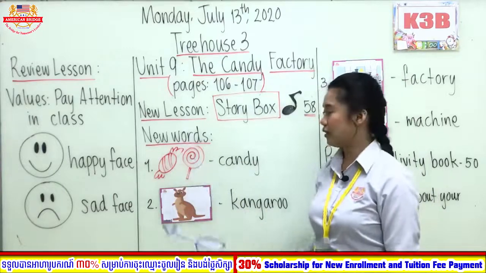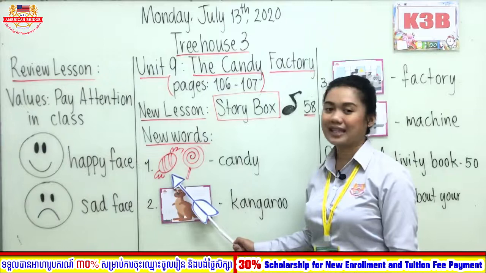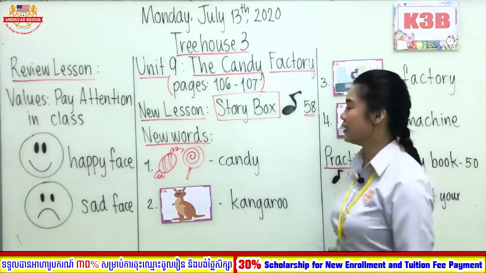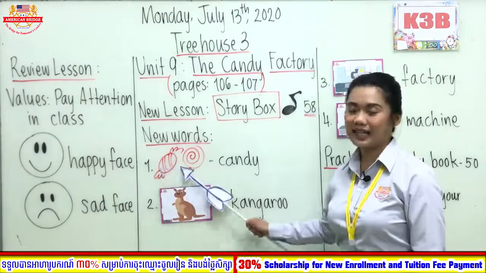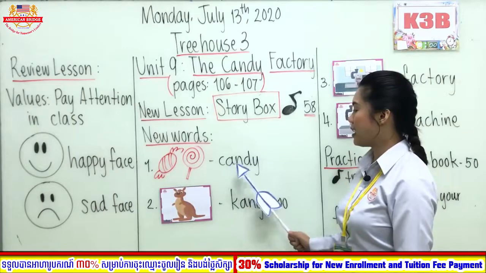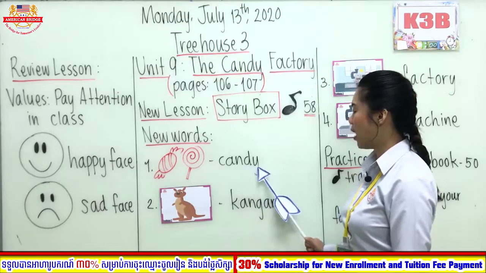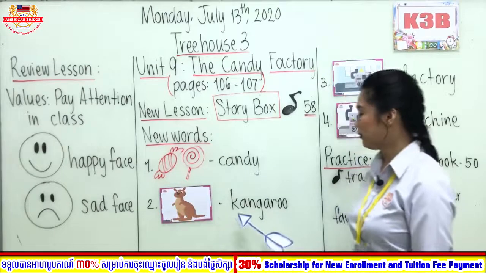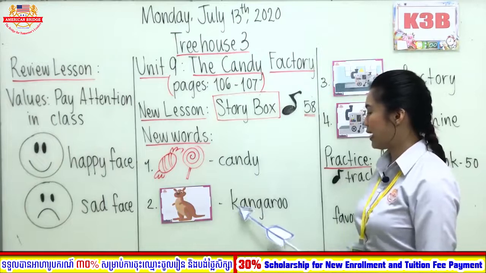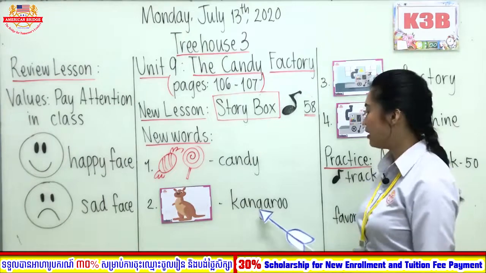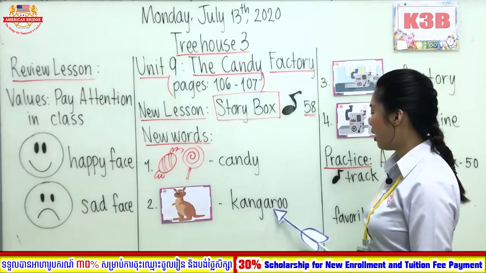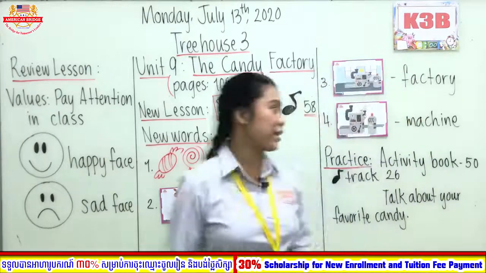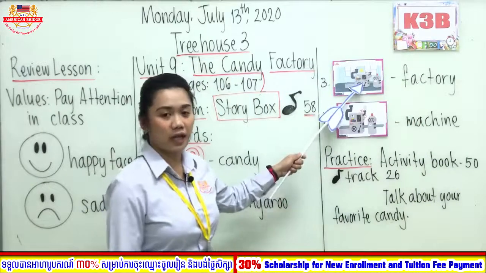New words, we have candy. Spell candy, everyone. So repeat after teacher, okay? Number 1, candy. C-A-N-D-Y. Candy. Number 2, kangaroo. Kangaroo. K-A-N-G-A-R-O-O. Kangaroo. Next, number 3, we have factory.